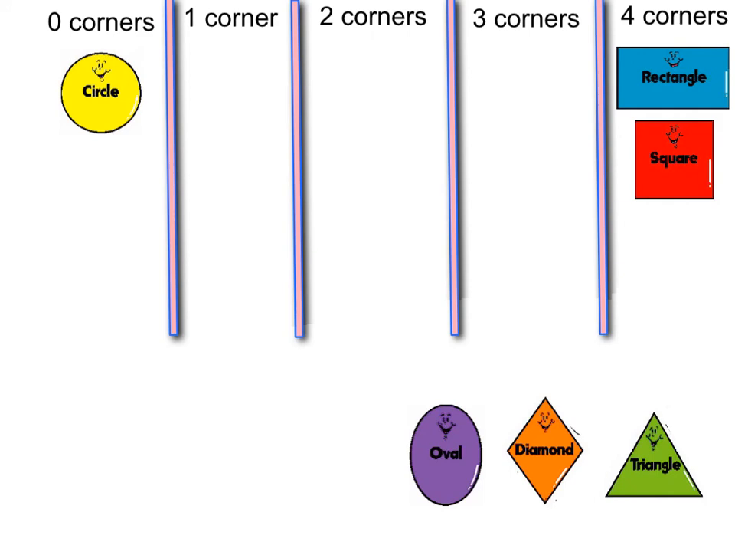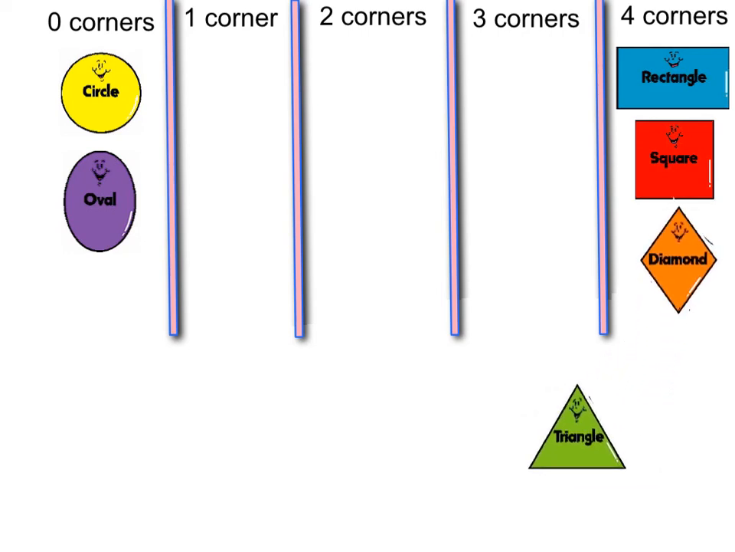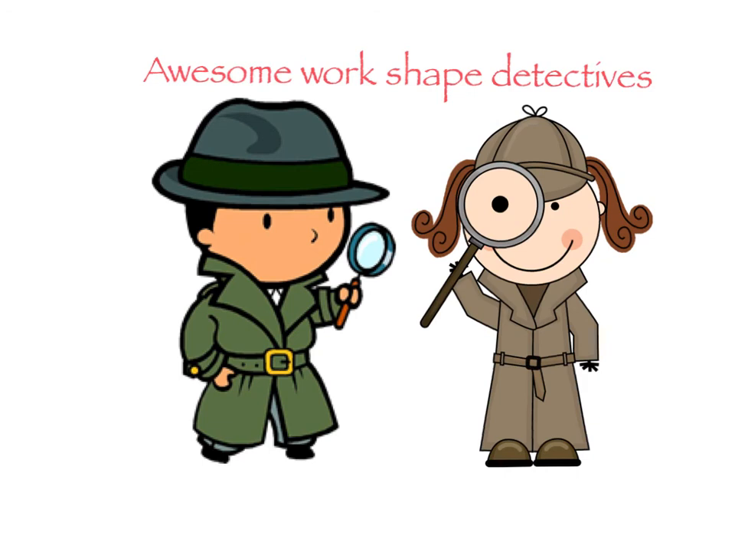What about the oval? It only has one line that goes all the way around, so we're going to put that with the circle. It doesn't have any corners. The diamond, it also had 4 corners. The triangle, 1, 2, 3, 3 corners for the triangle. Awesome work, Shape Detectives. Hopefully now you understand the features of some familiar 2D shapes.